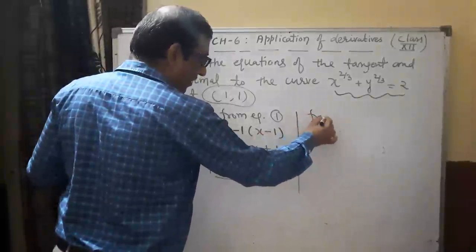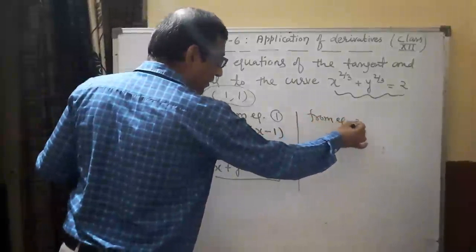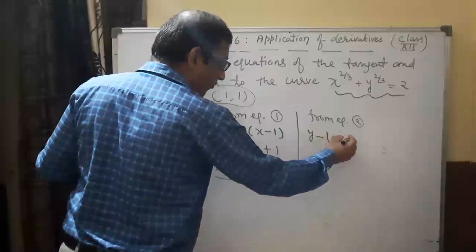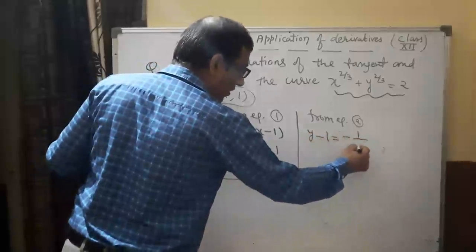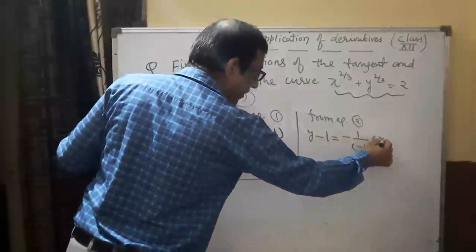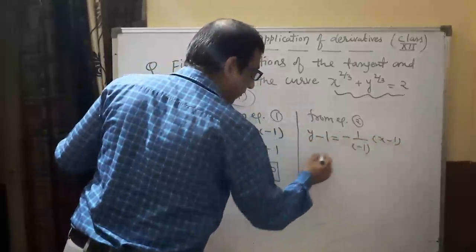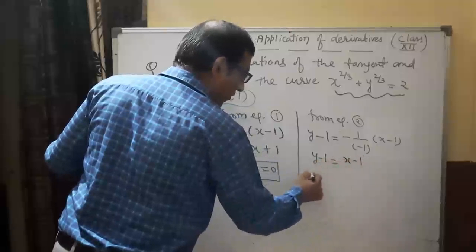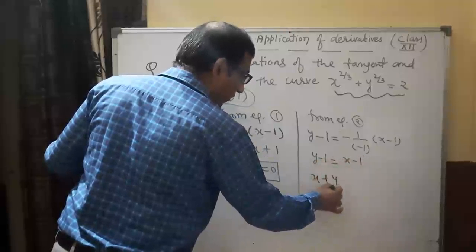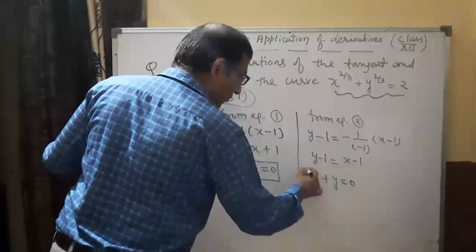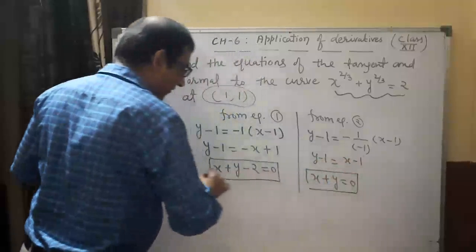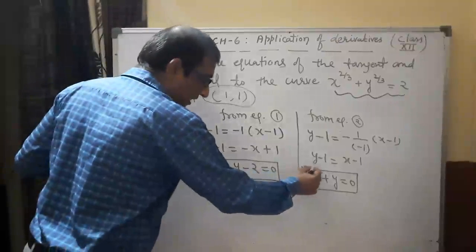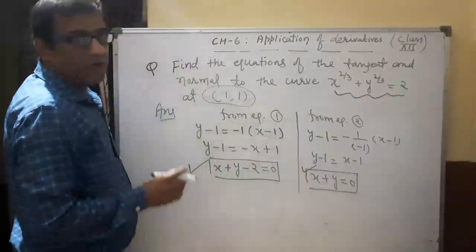And from equation number two, we can say y minus 1 equals minus 1 upon minus 1 times (x minus 1). Now we solve it: y minus 1 equals x minus 1. So we can say x + y = 0. So the first equation is the equation of the tangent, and this equation is the equation of the normal.